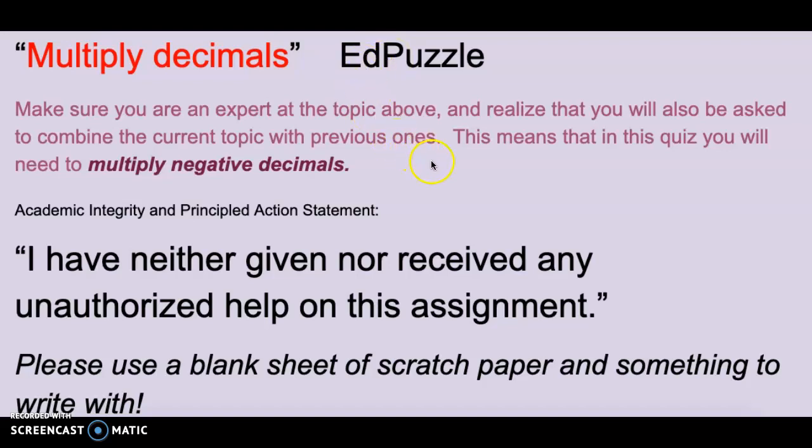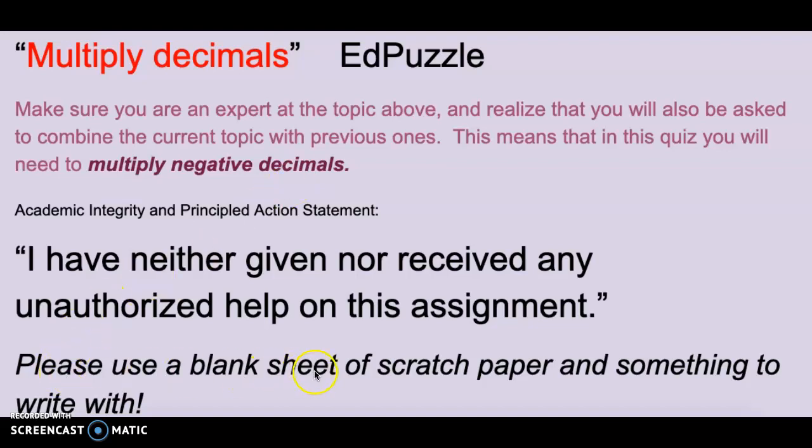So you need to make sure that you're an expert at multiplying decimals. Also, don't forget I can go back and do previous ones as well. So you need to make sure you know how to multiply negative decimals. If you need to, go back and review how to multiply negatives right now.